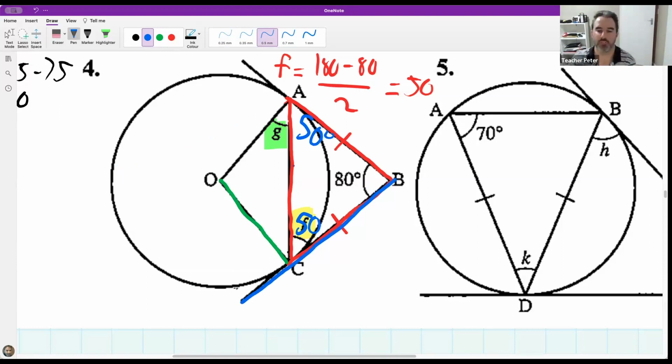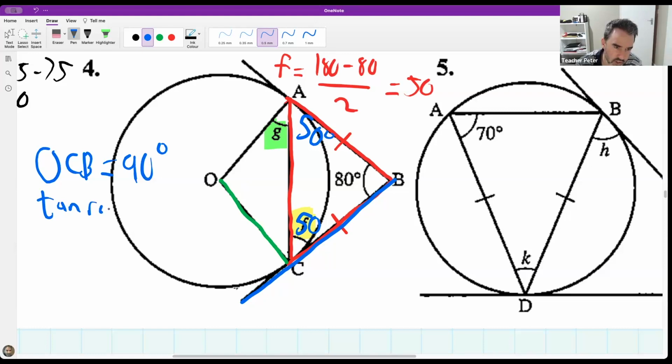What's the relationship between the green and the blue? Okay, so you know that OCB is 90 degrees, and the reason for that is the tan radius theorem. But then what does that make this angle? Well, OCA has to be 40, because you know this whole thing is 90.